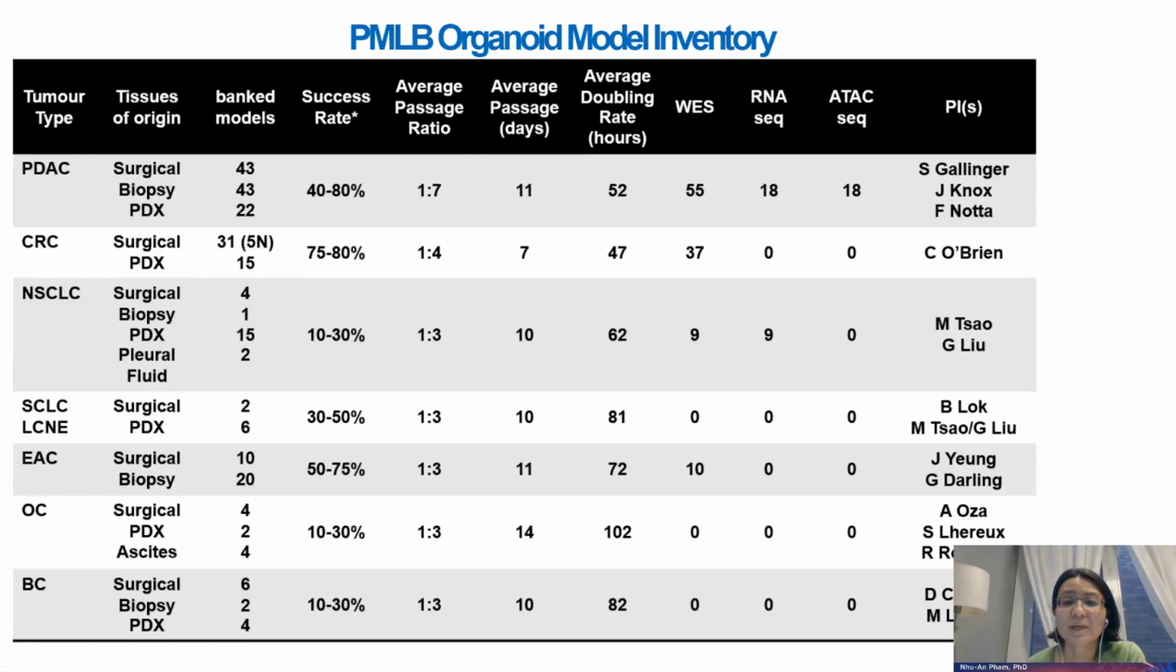They have characteristics that we can take note of from the passage ratio, the duration of the passages, and the doubling rate. At the moment, the key is collecting the molecular profiling data on these models to compare back to the original tumor sources. As you can see here on the third row, the non-small cell lung cancer, most of the models are made from the PDX. We can learn from the experiences of the non-small cell lung cancer that take rate can also be dependent on the source of the tumors.